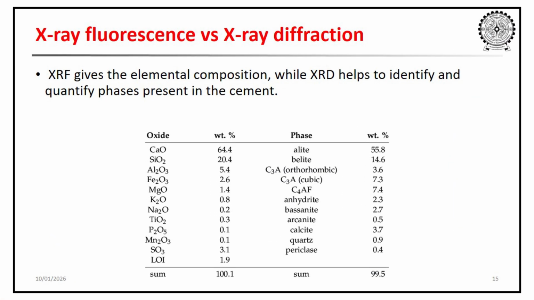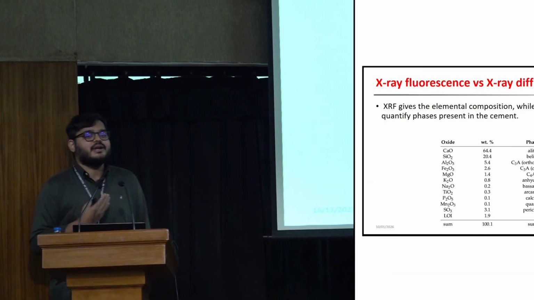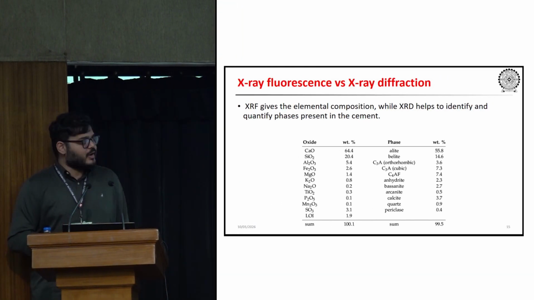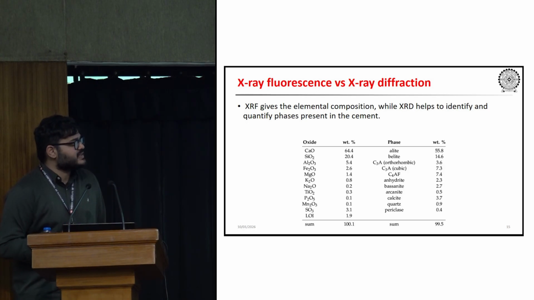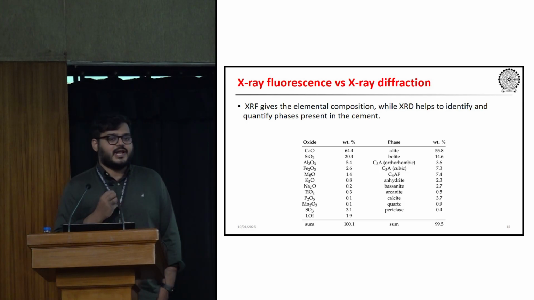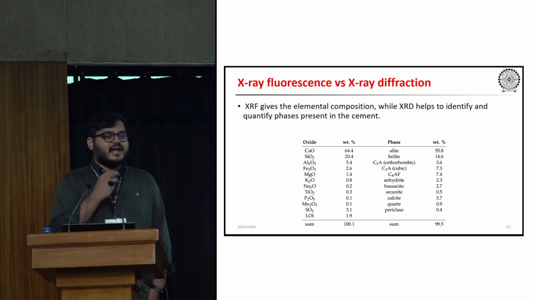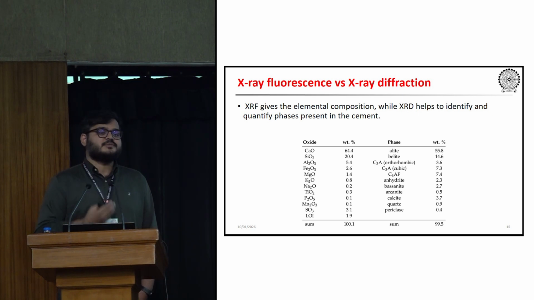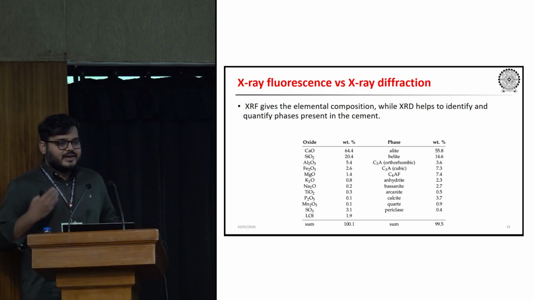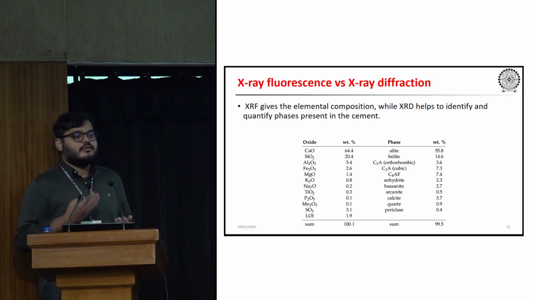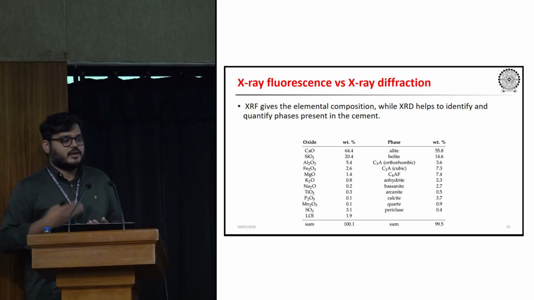It is also important to note there are two X-ray based techniques. First is X-ray fluorescence. What XRF does is it only gives you the elemental composition of your material, right? For example, for your Portland cement, it will tell me that it contains 64.4% calcium oxide, 20% SiO2, etc. But it is not going to tell me how much of this calcium oxide and silicon oxide, SiO2, is present in the form of alite or in the form of belite, right?